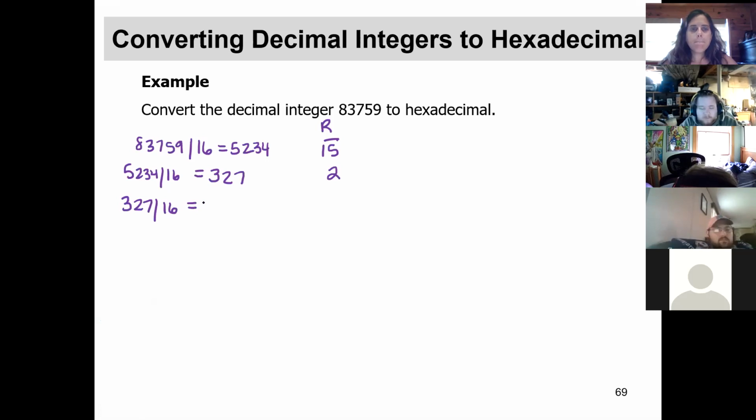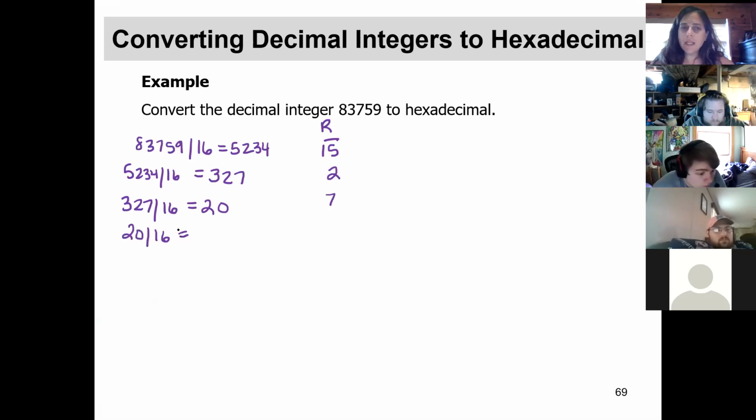It's 20, and the remainder of 7. Okay. So then we're going to take 20 divided by 16. This goes a little faster because dividing by 16 is faster than dividing by 2 when we're doing binary. So 20 divided by 16 is 1 with a remainder of 4. And that one I can do without the calculator.